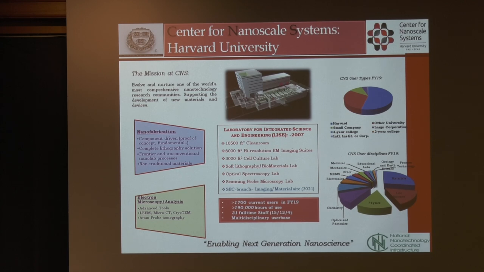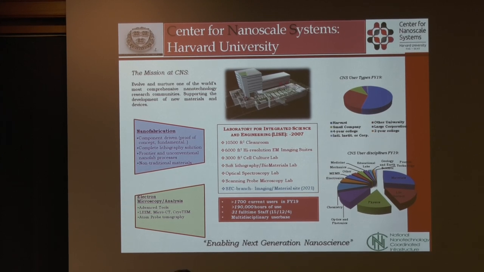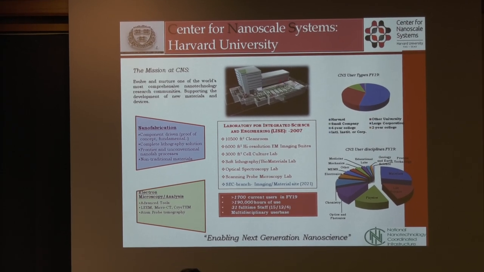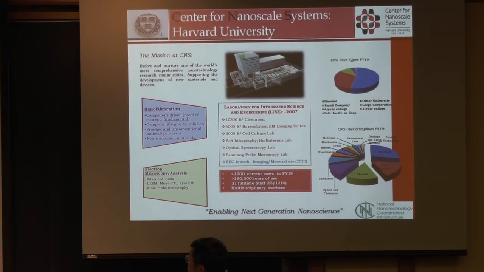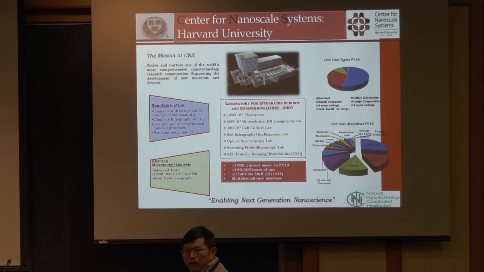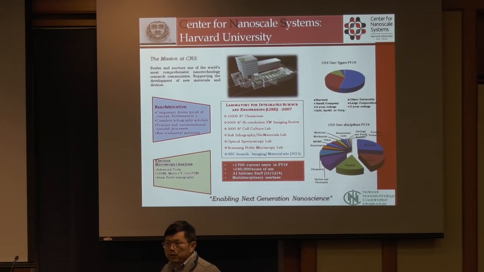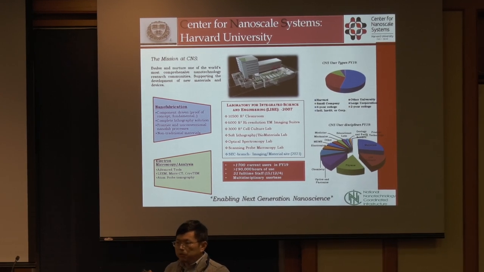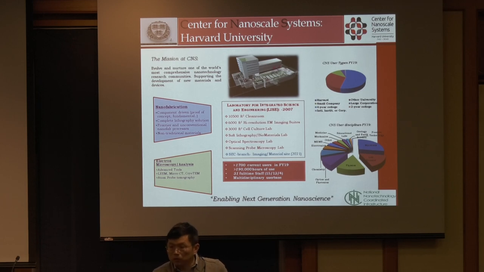In 2019, the real number was 1,754, and in that year we generated almost 200,000 usage hours. By user type, 55% come from Harvard, and about 30% from outside academia, like MIT, Tufts, BU, UMass, even Duke. About 15% of users come from industry, small companies and big universities.